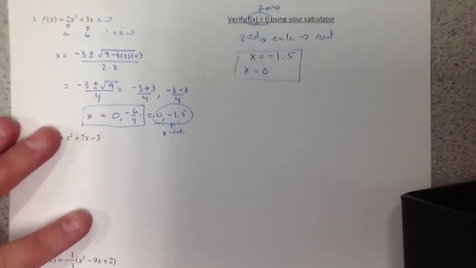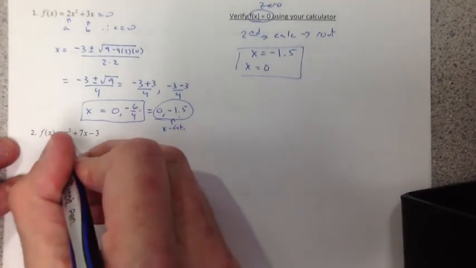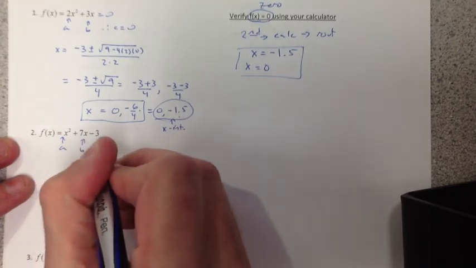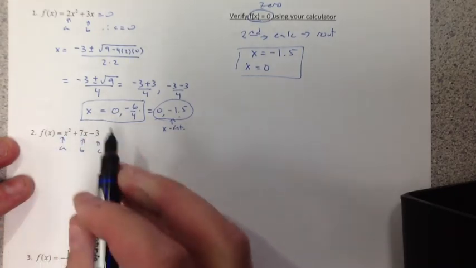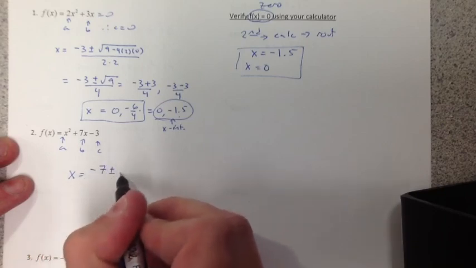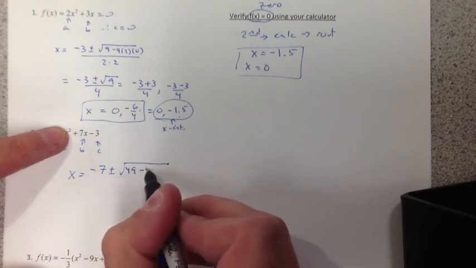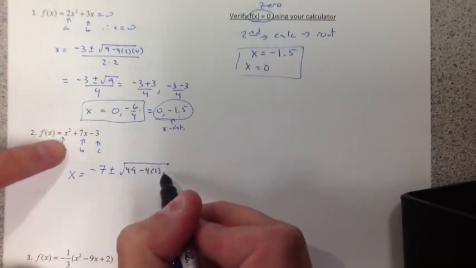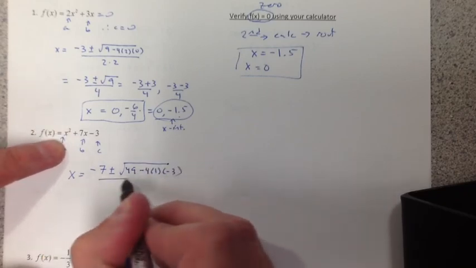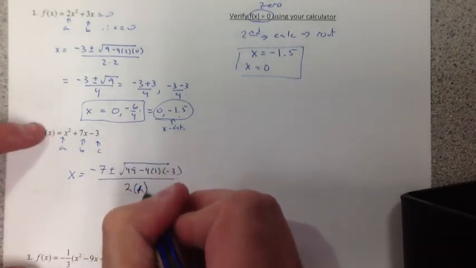Alright, now for number 2, let's take a look here. There's our a, there's our b, there's our c. So we plug into the formula, x equals negative b plus or minus the square root. B squared is 49 minus 4. A is 1 this time, be careful. C is negative 3, all over 2a. Whoops, a is just 1, so I can just plug in 1.